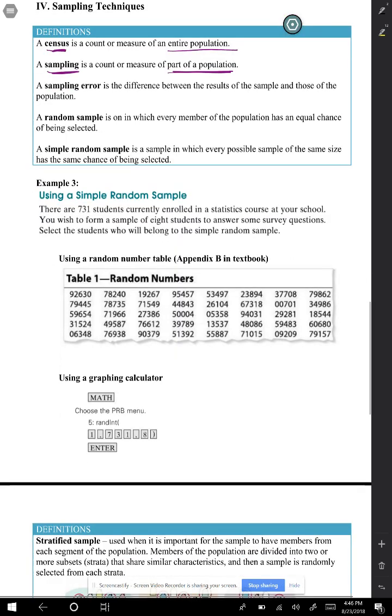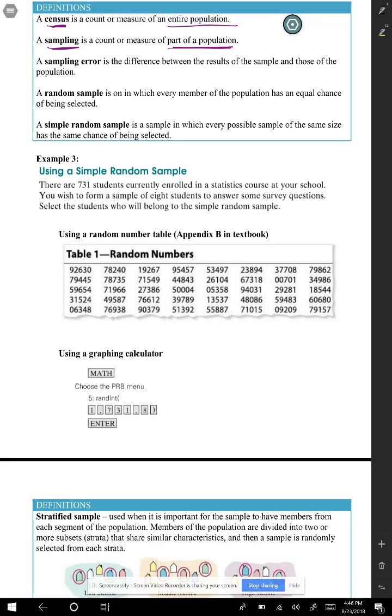So the first thing we want to do is, how do you create a random sample? And we talk about two ways here. One is to use a random number table to create it, and then another way is to use a graphing calculator. And we'll start with the table. We have 731 students enrolled in a statistics course, and you want to form a sample of 8 students to answer some survey questions. So you want to randomly pick 8 students out of the 731.